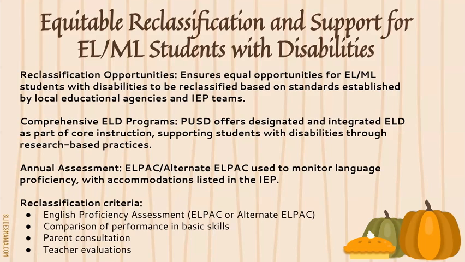And although we have these 2 additional pathways, we very much still have to comply with the state's 4 criteria, which consist of the English test, the LPAC or the alternate LPAC, comparison of performance in basic skills, parent consultation, and teacher evaluations. And you're going to see that we're very much going to have the green step, the blue step, the yellow step, and the purple step, similar to pathway number 1. So let's talk about pathway number 2.